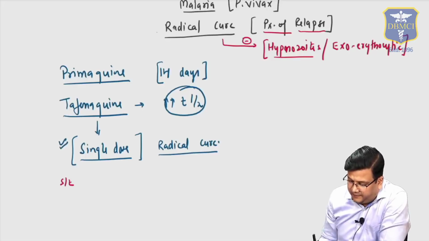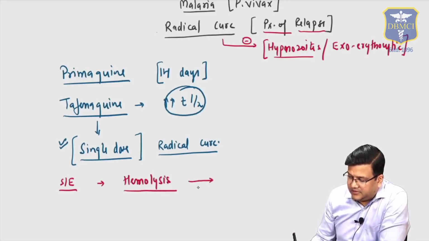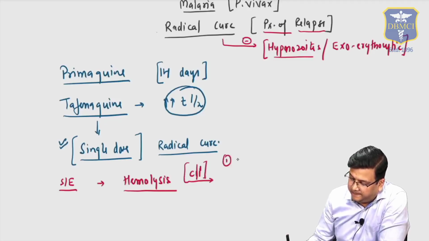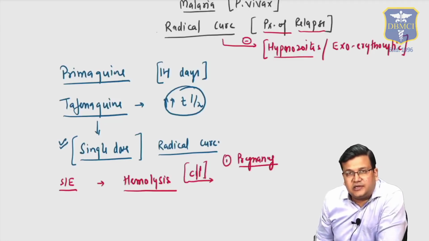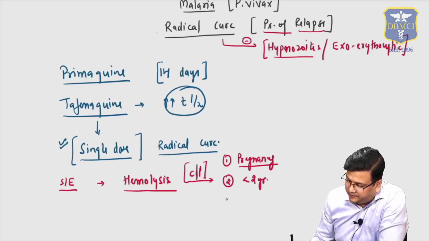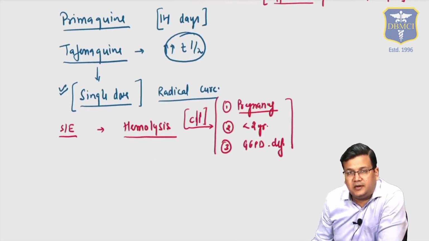Again, this drug, if we look at its side effects, can cause hemolysis similar to primaquine, and that makes this drug contraindicated. Number 1, in pregnancy, because pregnancy is a physiological G6PD deficiency. In children less than 2 years of age, and in patients with documented G6PD deficiency. So in these 3 groups of patients, this drug is contraindicated.